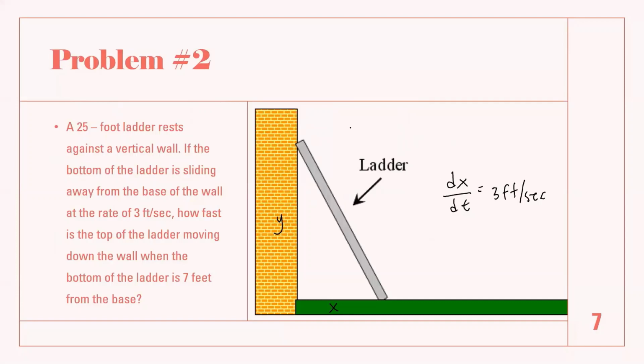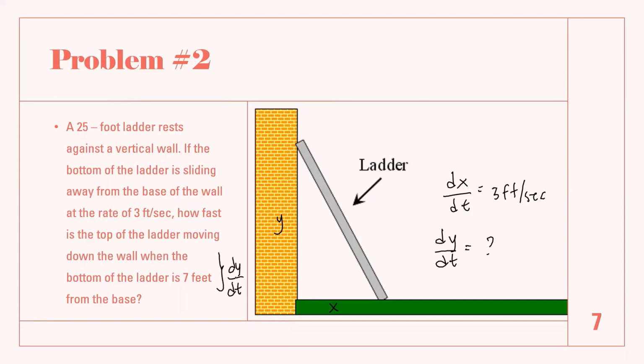Then, how fast is the top of the ladder moving down the wall when the bottom of the ladder is 7 feet from the base? So when the top of the ladder moves, we can say that it is dy over dt. What we are looking for is dy over dt.